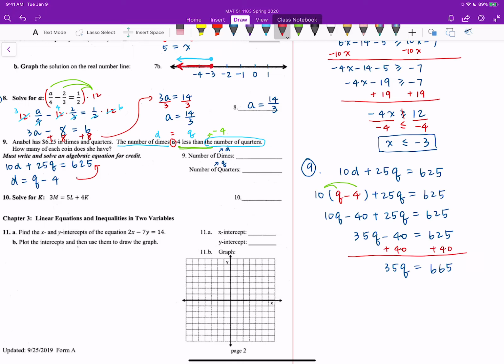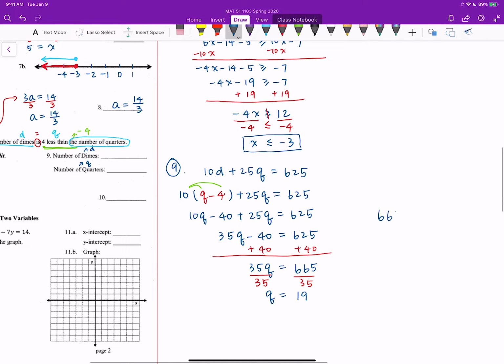Dividing both sides by the coefficient of Q, which is 35, we obtain our answer for Q, or the number of quarters. It's 19. So you could simply do a long division. You should be able to get that 665 divided by 35 is 19.